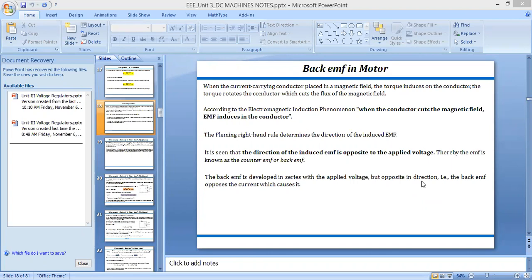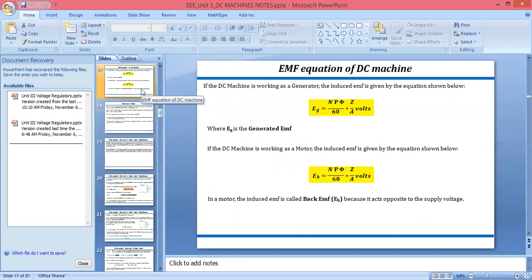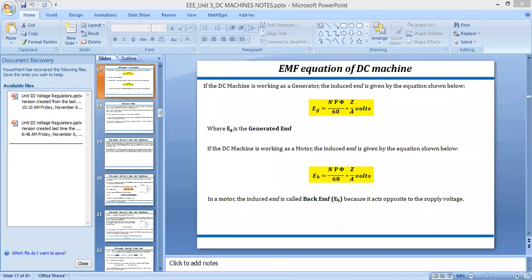And if there is a DC motor, it uses electrical energy and produces mechanical energy. Then we have studied the equations of the EMF. When we are using a DC motor or a DC generator, we are generating an EMF or using that EMF. So here you can see the equations for the EMF.